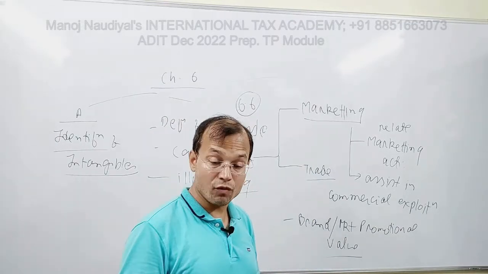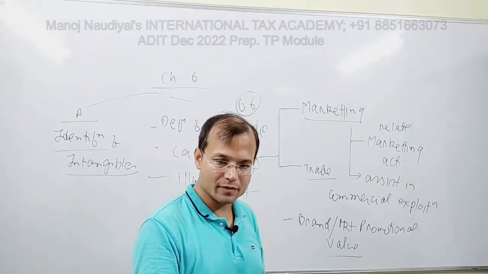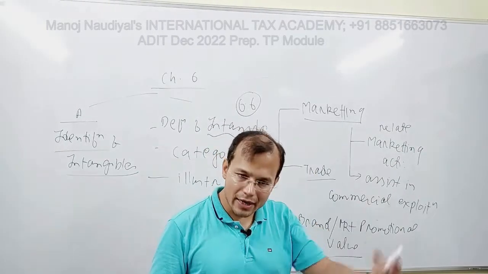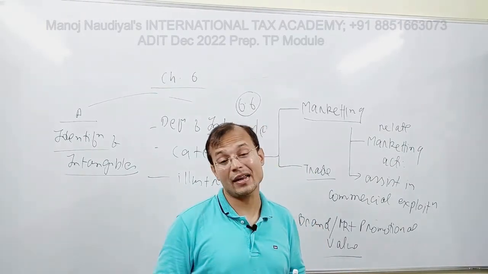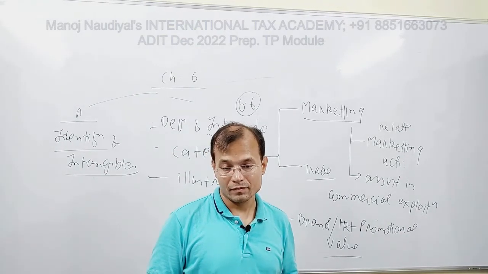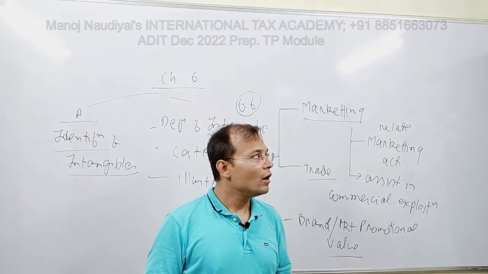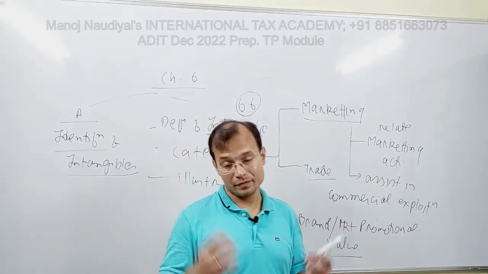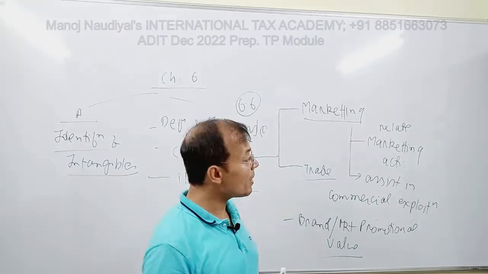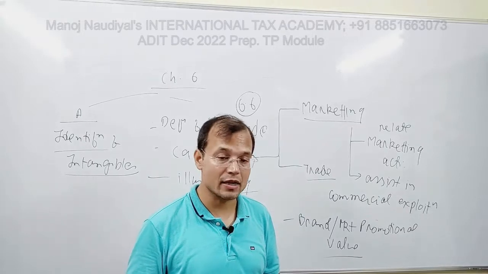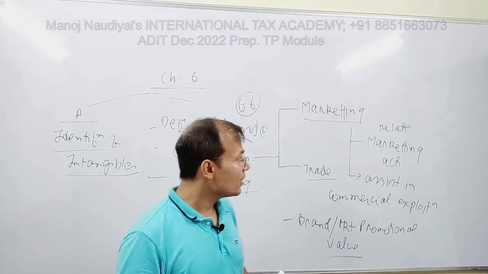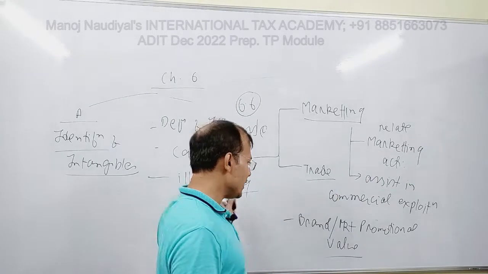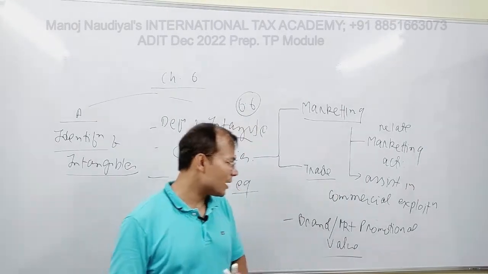iPhone, that is a product. Fine. So trademark, trade name, customer list, proprietary customer data. And what else? Even goodwill. So these are all marketing intangibles. Relate to marketing activities, assist in commercial exploitation, and they have a brand or market promotional value.